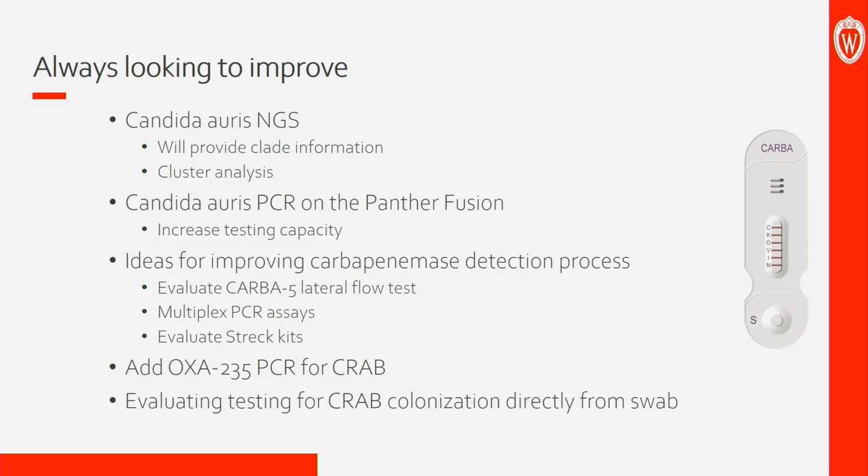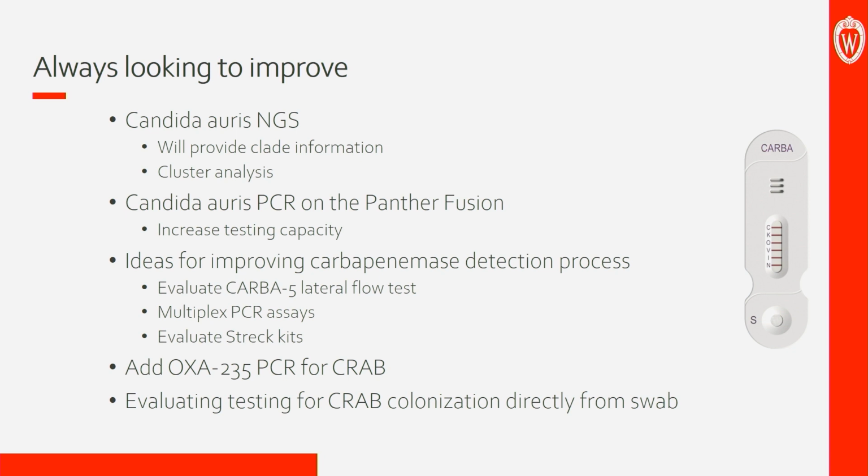And what's next? We are always looking to improve. We're looking to improve our testing. As I mentioned, we're hoping to bring on board Candida auris whole genome sequencing, which will provide clade information. There are 4 or 5 different Candida auris clades. Fortunately, the one we see the most in Illinois and in our region tends to be a less resistant clade. But we want to make sure it stays that way, and we'll also do some cluster analysis to hopefully let us know a little bit more about the transmission of these organisms. We are, like I said, going to evaluate Candida auris PCR in the Panther Fusion to increase our testing capacity.